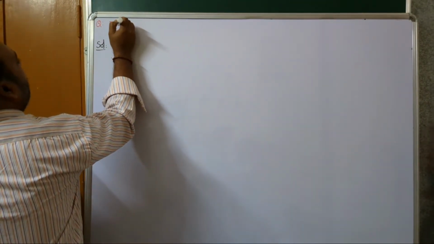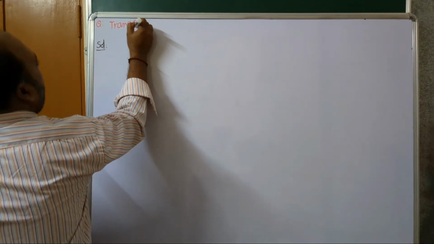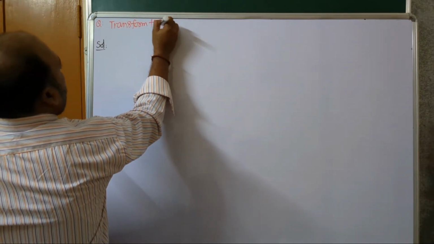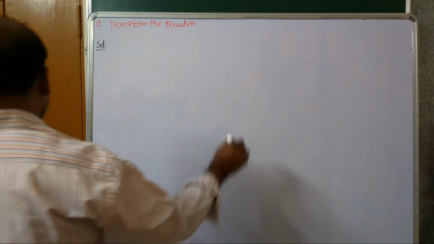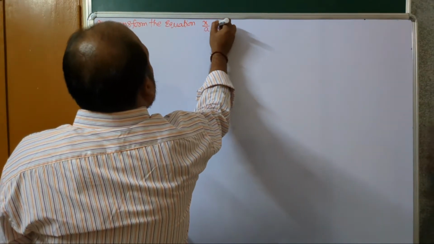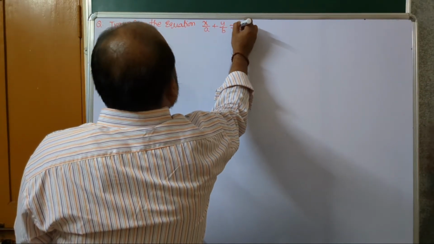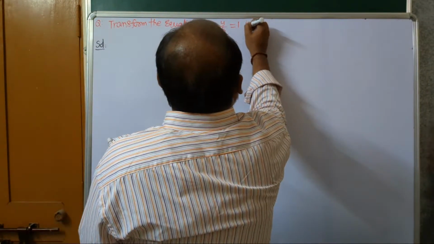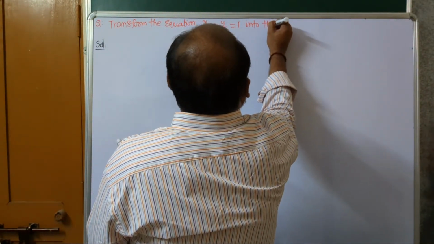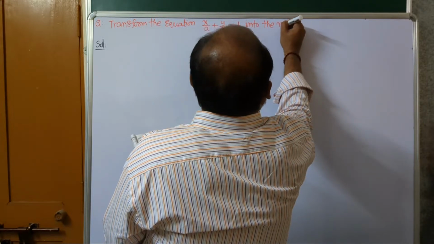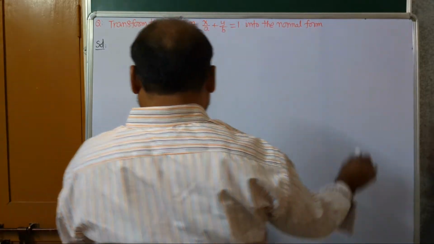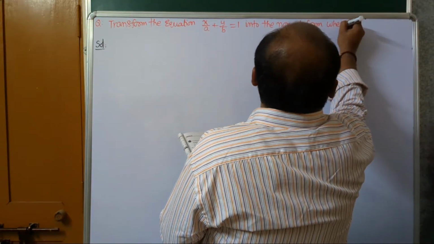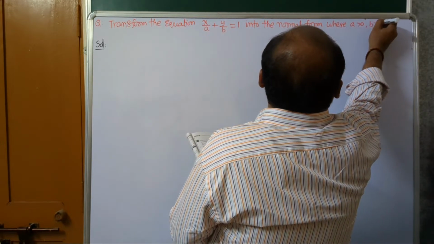It's a good question, the coming one. Transform the equation x by a plus y by b is equal to 1 into the normal form, where a is greater than 0, b is greater than 0.